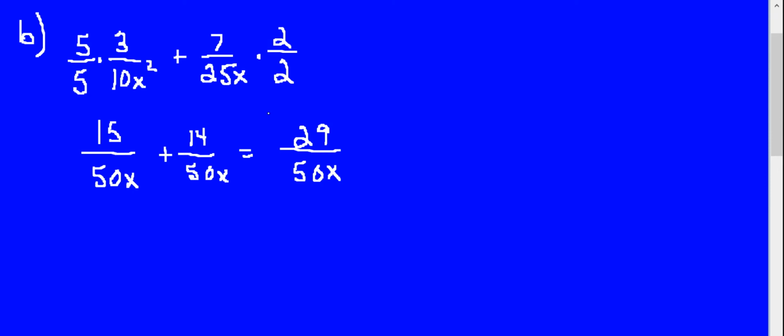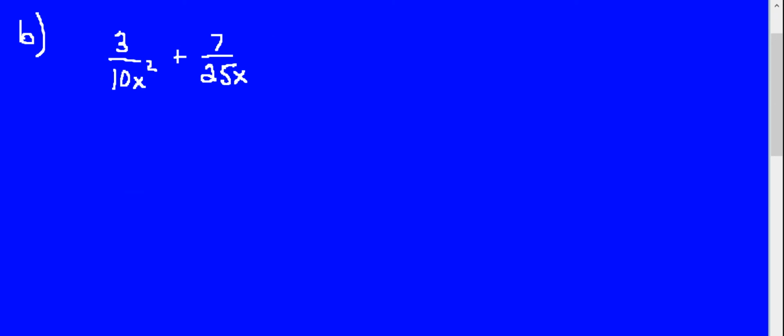Okay, I think I made a little mistake here, because this first one here is squared, right? So that means I would have to do this one over. Okay, no problem. Okay, part B here. I've got another fraction to do, and this is 3 over 10x squared plus 7 over 25x, and I want to get these denominators to be the same.